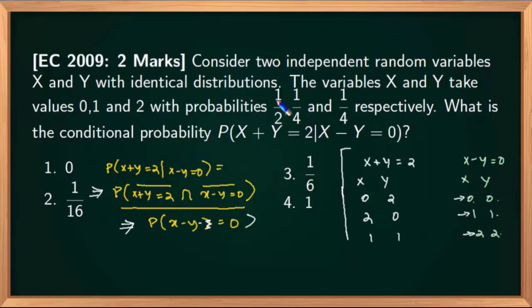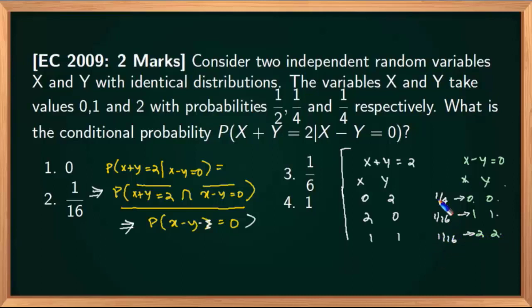So 0 happens with the probability 1 by 2. These two are independent events. So x has to be 0 and y has to be 0, which means that x takes a value of 0 with a probability 1 by 2, and y also takes a value of 0 with the probability 1 by 2. The simultaneous occurrence of these two will be 1 by 2 into 1 by 2 because they are independent events. I can directly take the product. So it is 1 by 4. Now for both to take value 1, 1, it will be 1 by 4 into 1 by 4, which is 1 by 16. This is also 1 by 4 into 1 by 4, which is 1 by 16.